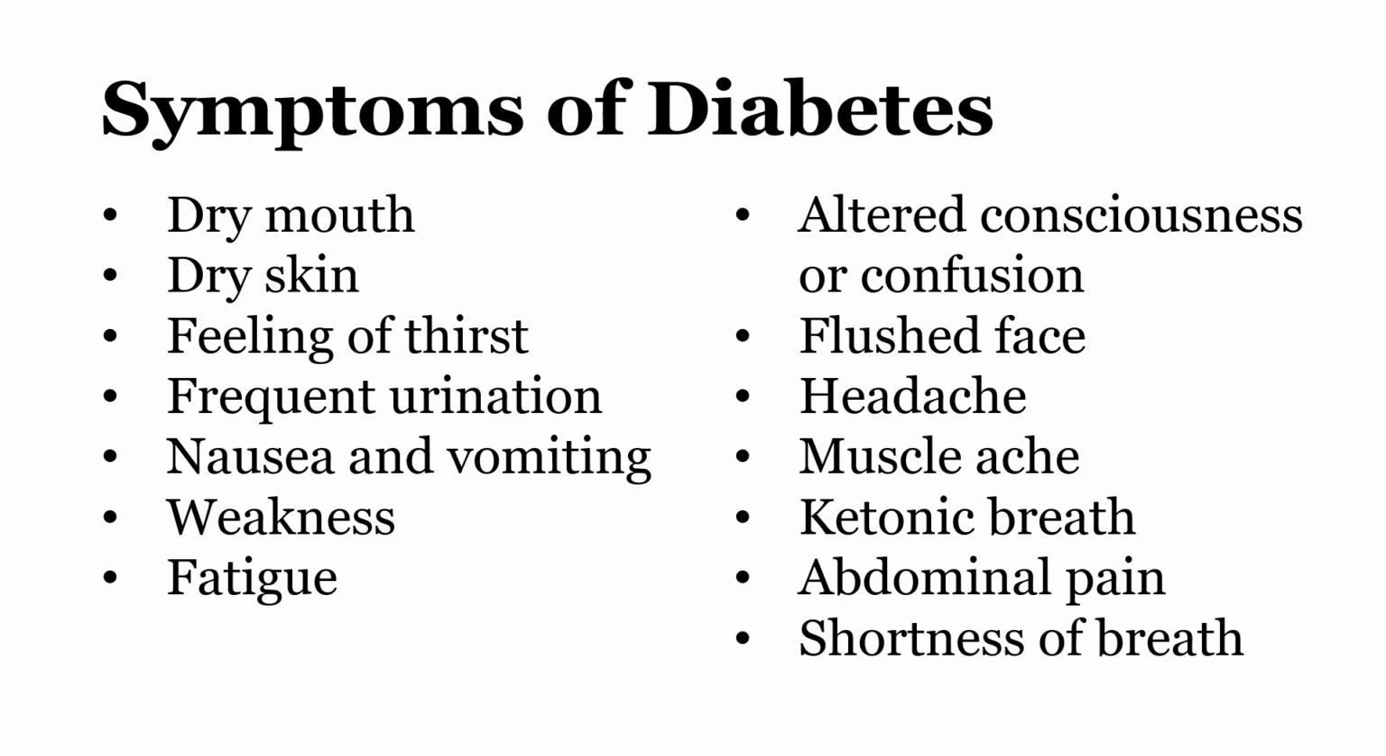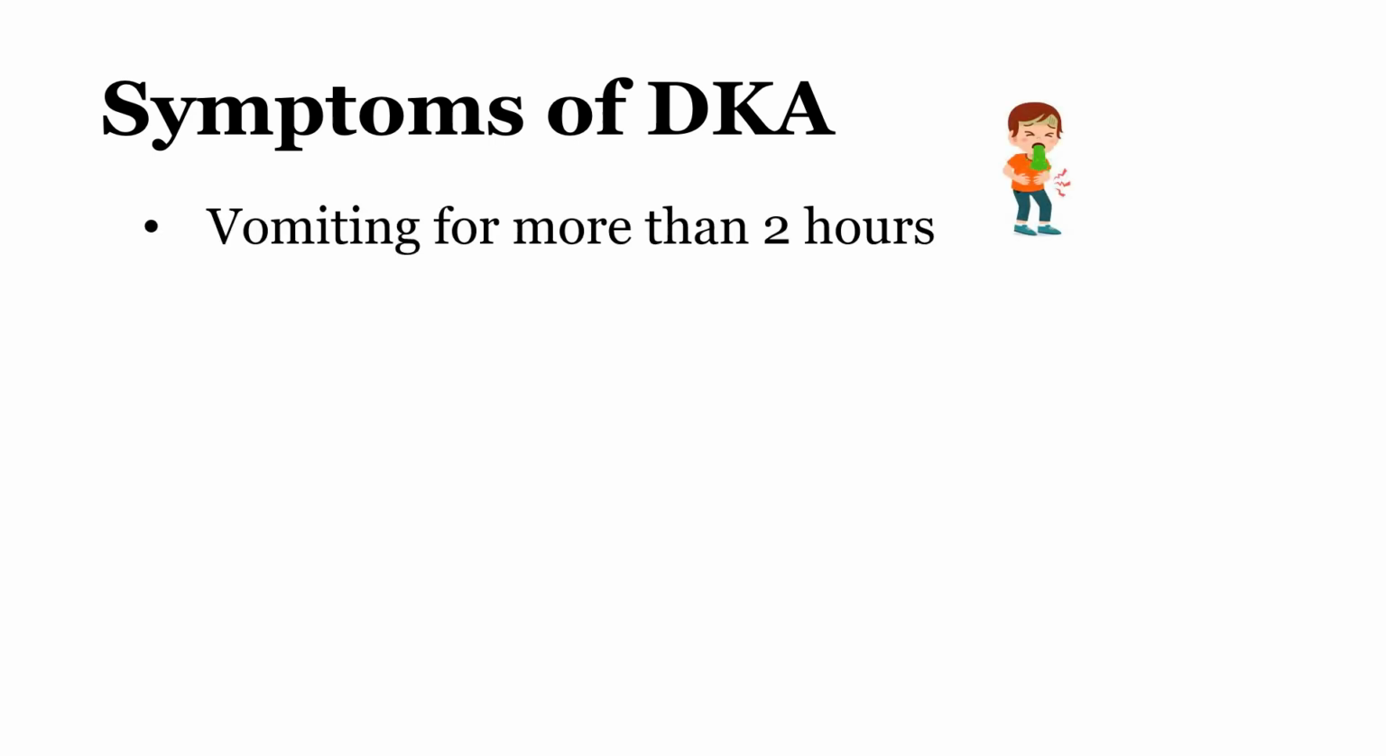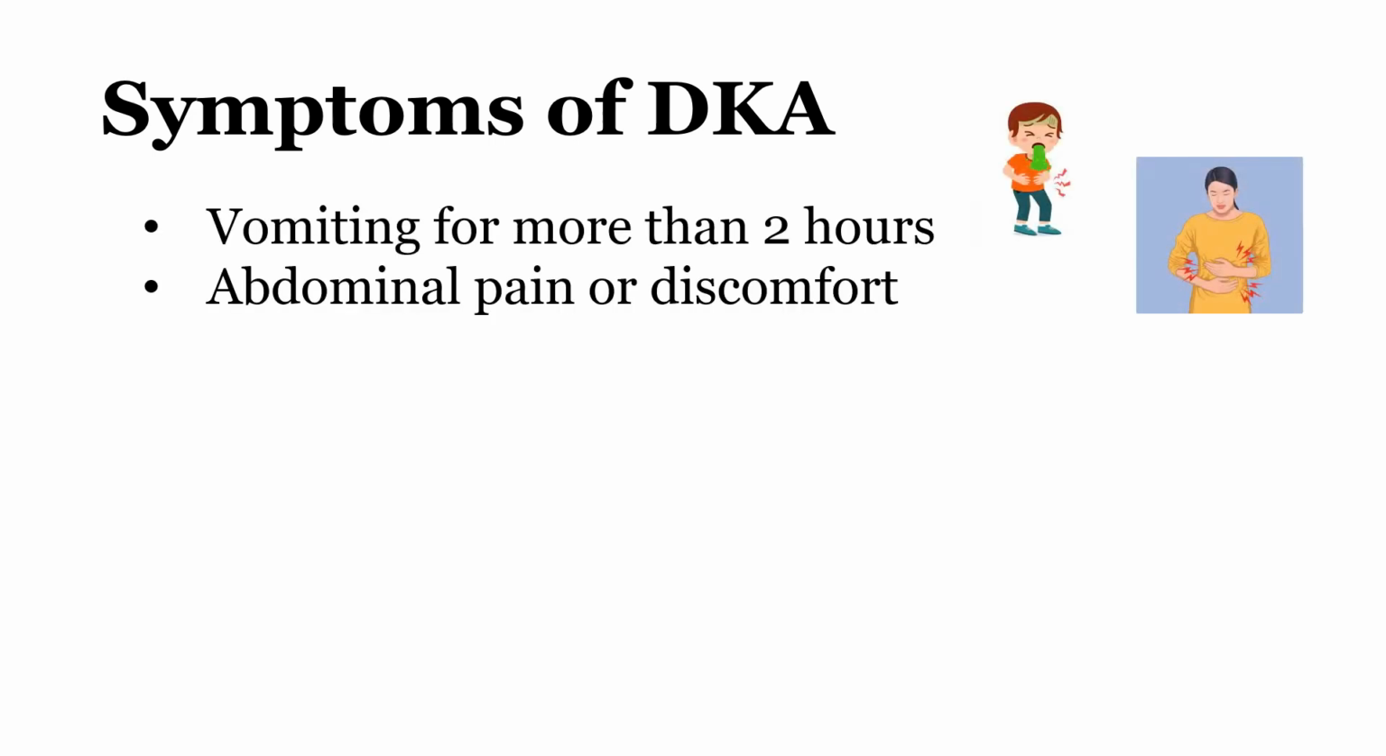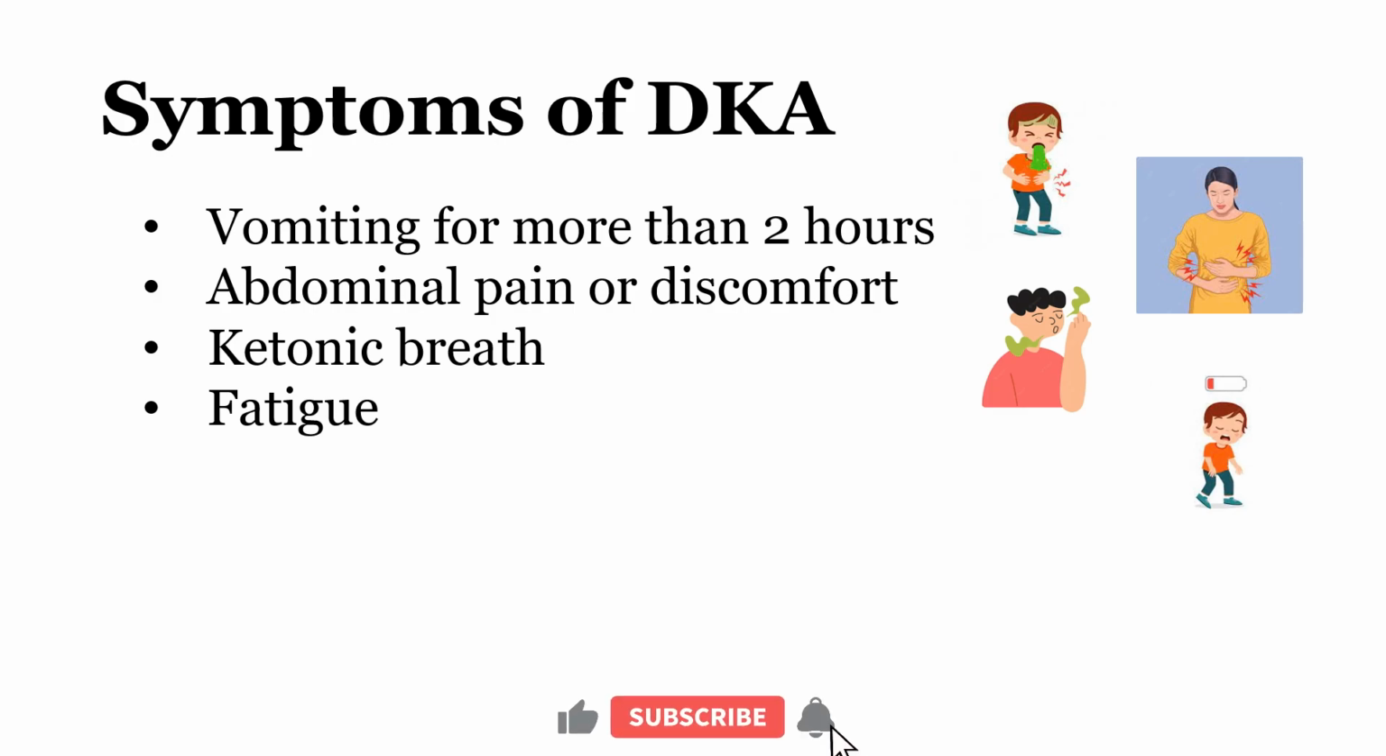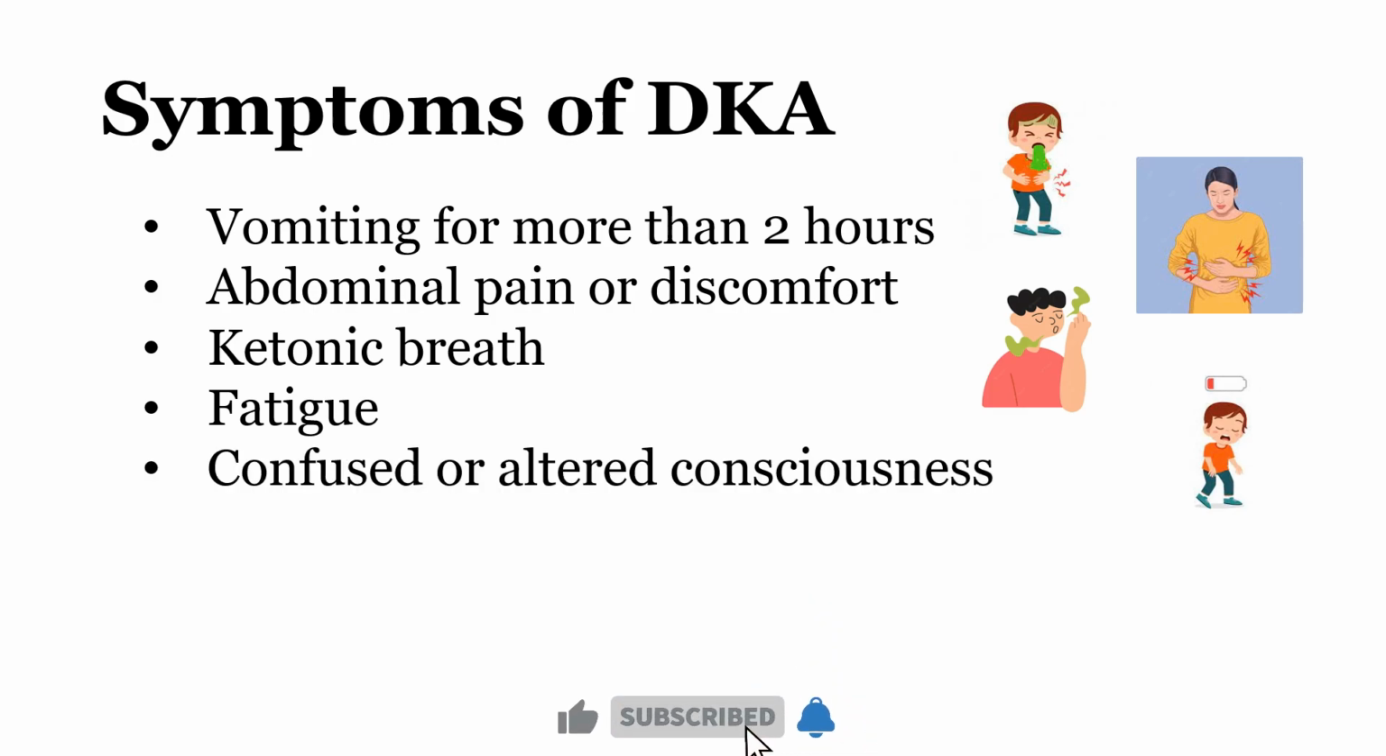If you have a home kit to measure ketones and it shows that your ketone levels are moderate to high, or your blood glucose level is very high, or you have the following symptoms, you should rush to your doctor or the emergency medical unit near you. Vomiting for more than 2 hours. Abdominal pain or discomfort. Fruity smell, also known as ketonic breath. Fatigue, confused or altered consciousness. Difficulty in breathing.